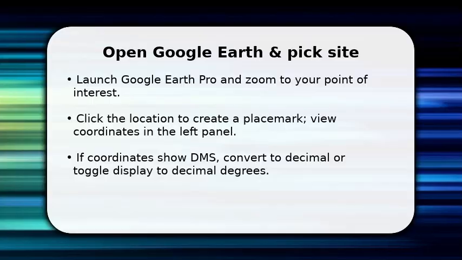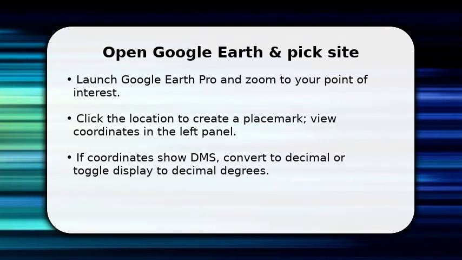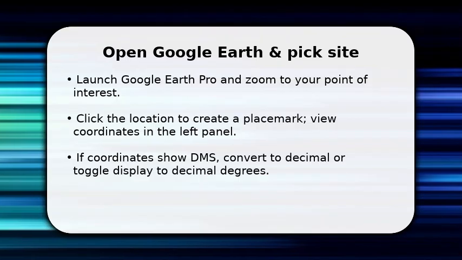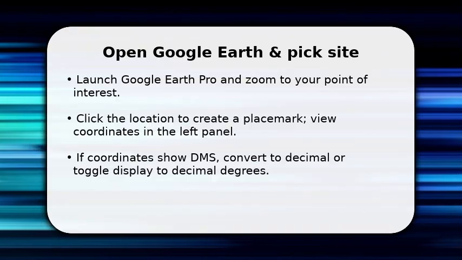Enjoy the video. Open Google Earth and go straight to the spot whose UTM zone you need. Create a placemark on that point so you can read its coordinates reliably. Make sure the coordinate display is set to decimal degrees if possible. You want a precise longitude value now because UTM zones are based on longitude.